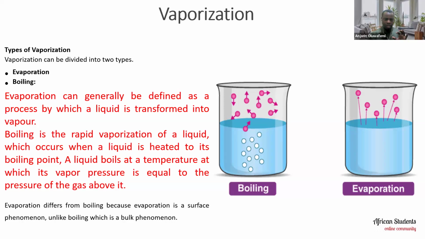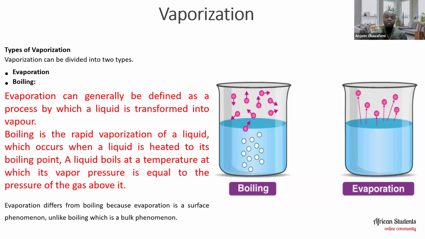Now, evaporation can generally be defined as a process by which a liquid is transformed into vapor. And most of us have the experience of witnessing evaporation taking place before. Either you were the one that initiated it, or somebody did while you were there. A very good example is when you boil water, evaporation will occur. You set the water at room temperature, you set it on your gas cooker or your hot plate or whatsoever that can supply heat.